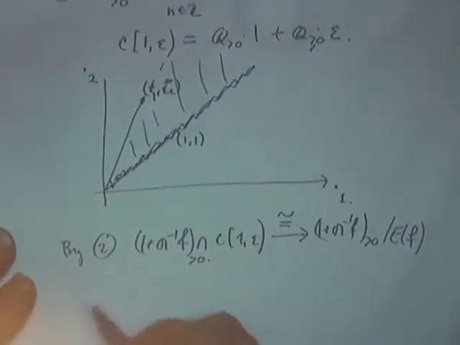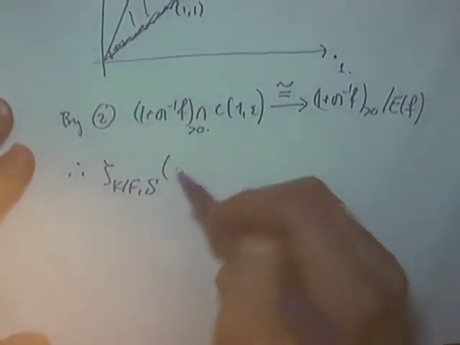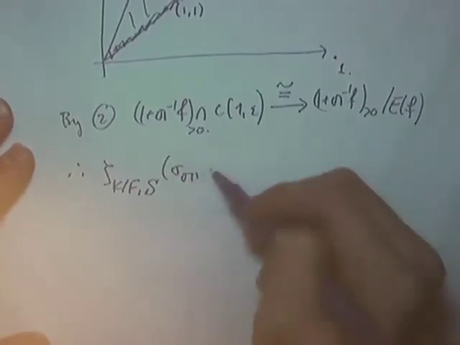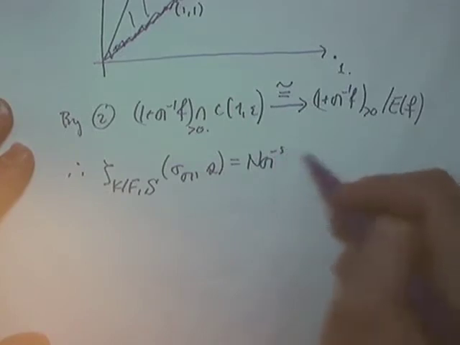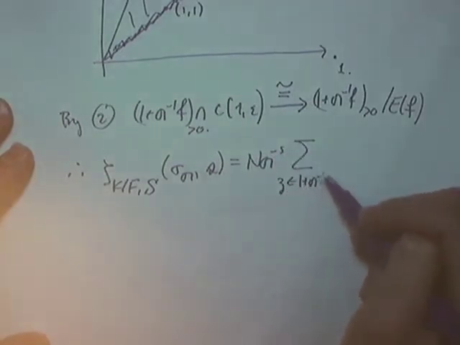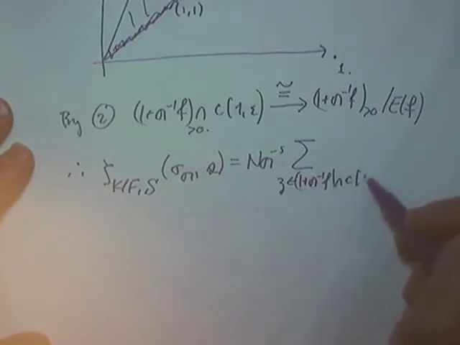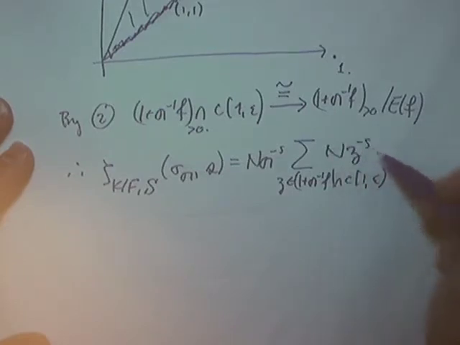And what we get from this is that zeta K over F S of sigma A, S is going to be norm of A to the minus S times the sum, where Z is in 1 plus A inverse F, intersected with this cone, and I evaluate the norm of Z and raise it to the minus S.